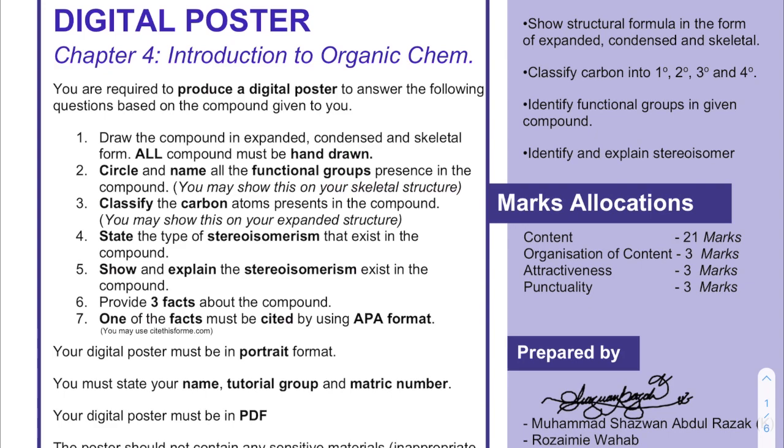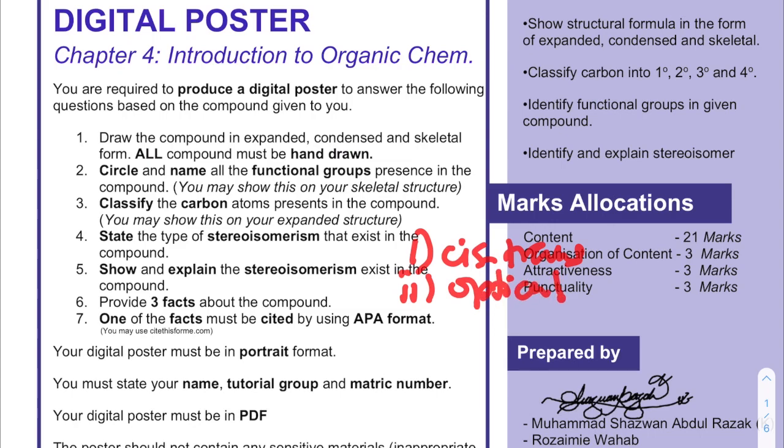Question number 3 is to classify the carbon atoms, where this one you can show on your expanded structure. Question number 4 is to state the type of stereoisomer present. Question number 5, show and explain the stereoisomer that exists. For the stereoisomer, what you have learned is cis-trans as well as optical isomer. So it's either one.